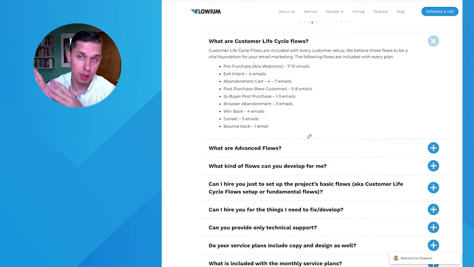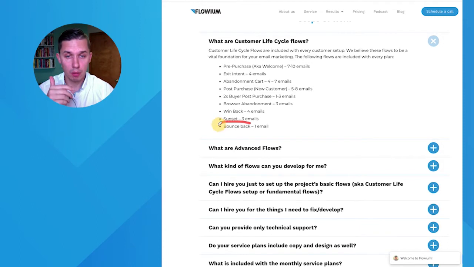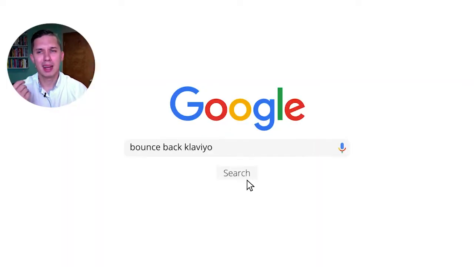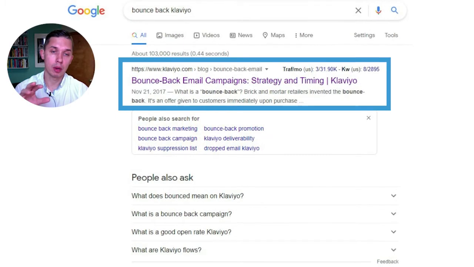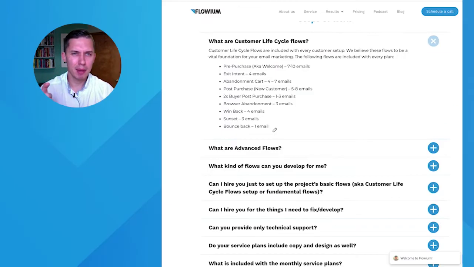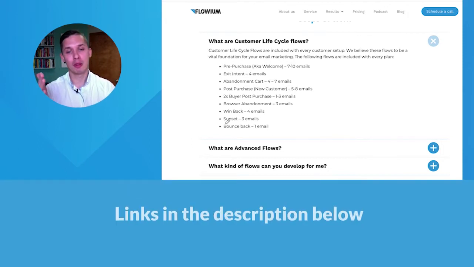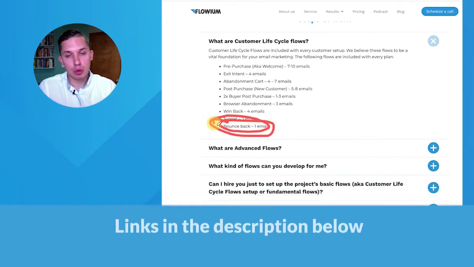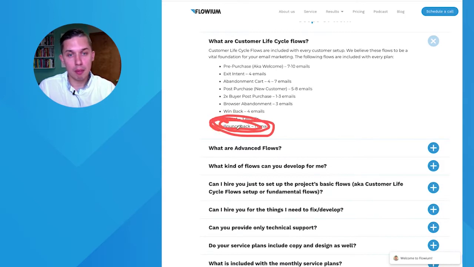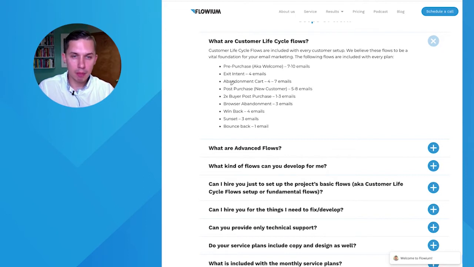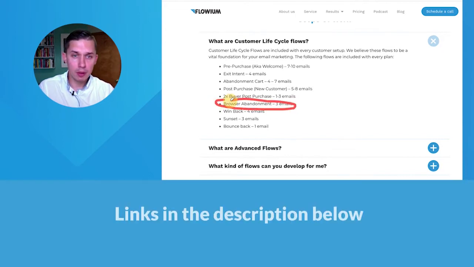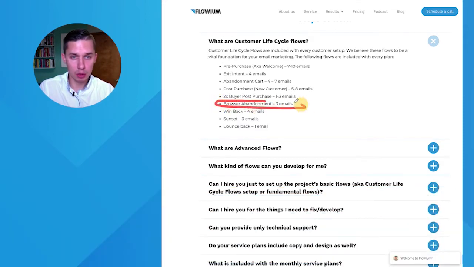First you need to focus on the high priority, then those three. Bounce back: just Google bounce back Klaviyo, and they have a full article about bounce back emails, and I bet we either scheduled or already posted a YouTube video on bounce back automations. The idea here is just to sell to a first-time buyer again on the same day, to sell them something else. Then browser abandonment, we have a video about this. Just search browser abandonment Flowium and check how to set it up. We have 3 emails in that flow.